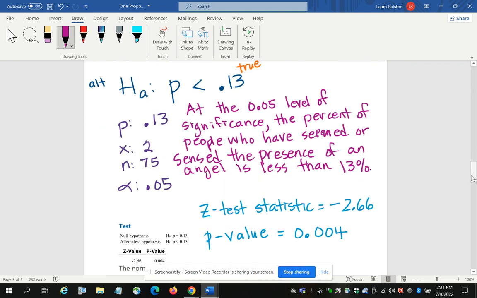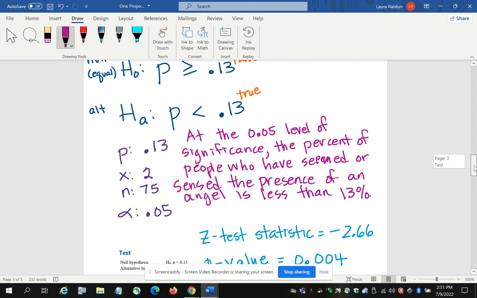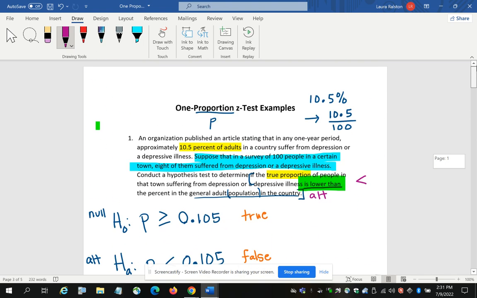Now, I put a lot of details in there, guys, but the details are important. That gives your conclusion the context and relates it back to the original scenario. The question really says, as a result of the researcher's survey, would you agree with the organization's poll? The answer is no, because we've found that it's less than 13%, and they're saying it is 13%. Okay, so there's 2 examples of a one proportion Z test.